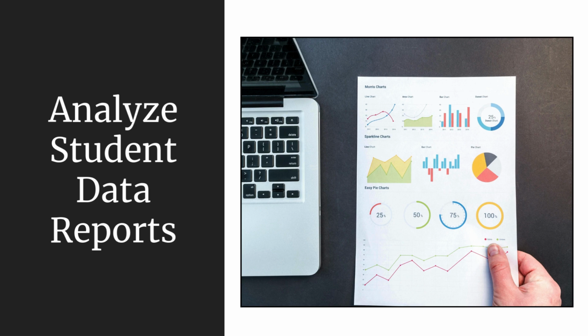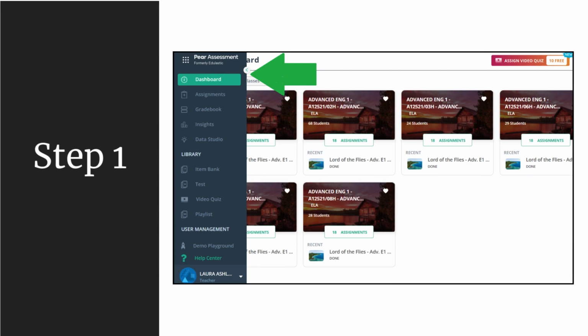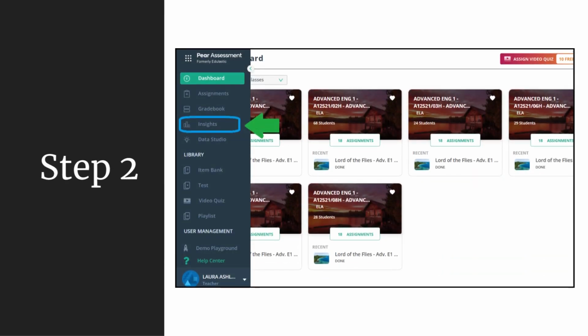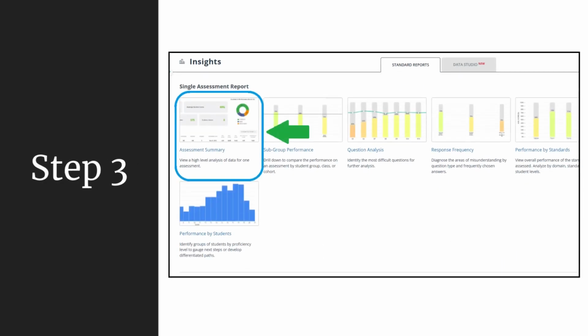To be able to analyze the student data reports in Pear Assessment, you will follow these steps. Step 1. Open your dashboard in Pear Assessment and go to the left-hand side of the screen to open the side menu. In step 2 on the left-hand side menu, click on Insights to open the Insights menu on the screen. Step 3. In the Single Assessment Report section, click on Assessment Summary first.